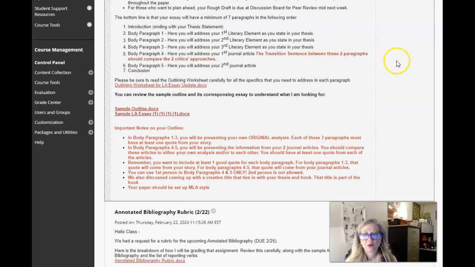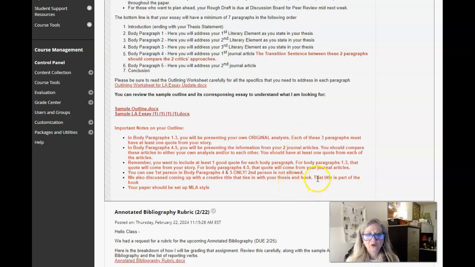Body paragraphs 4 and 5, this is where you're presenting your journal articles. How are they like your thesis statement? How are they different from your thesis statement? Okay? And again, you must quote at least once from each of those journal articles.